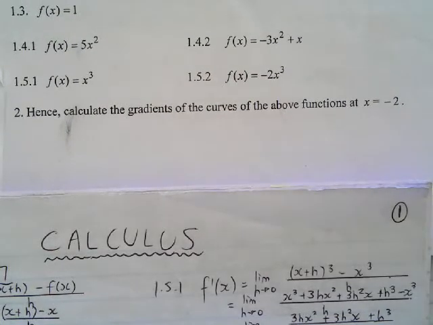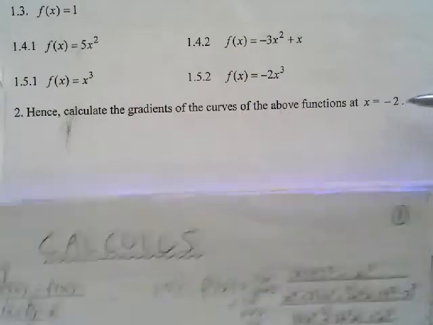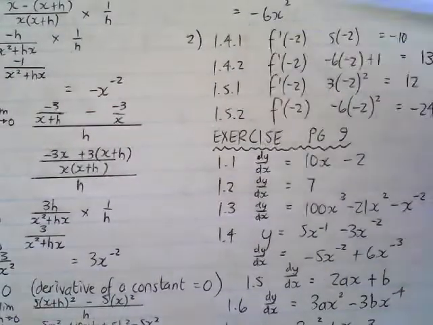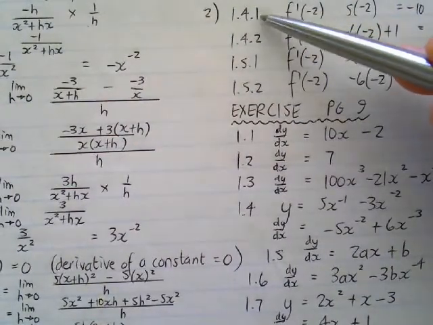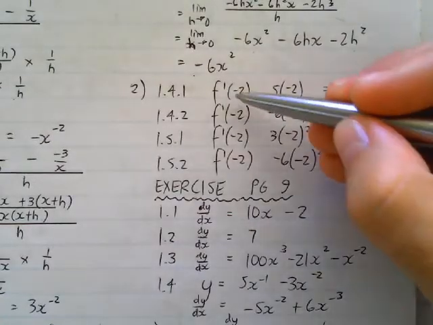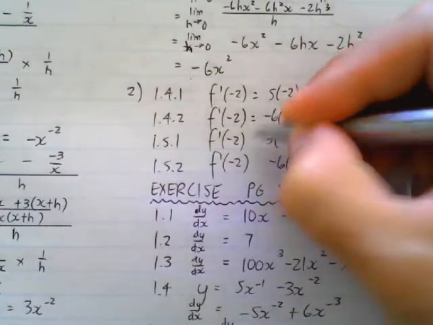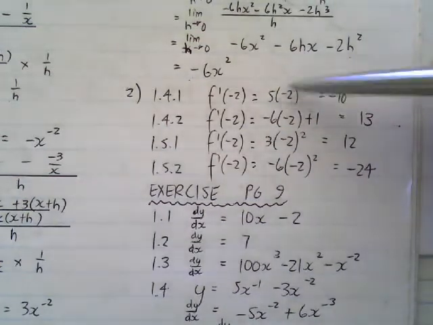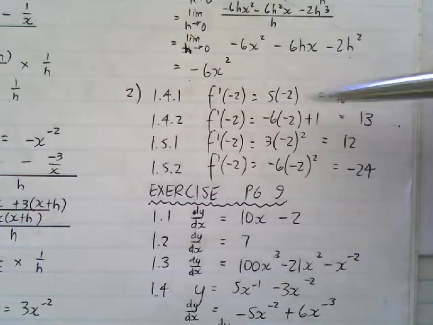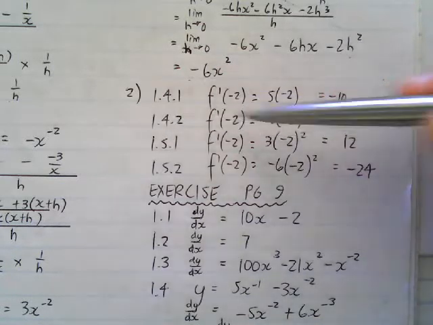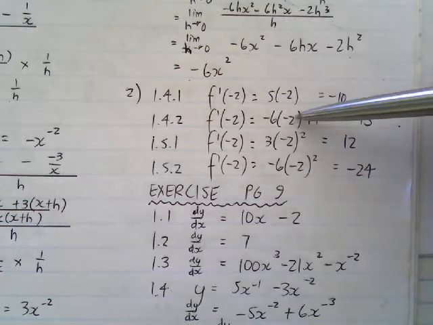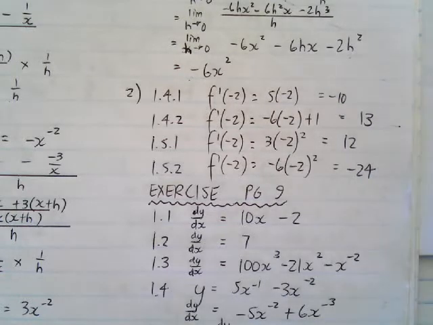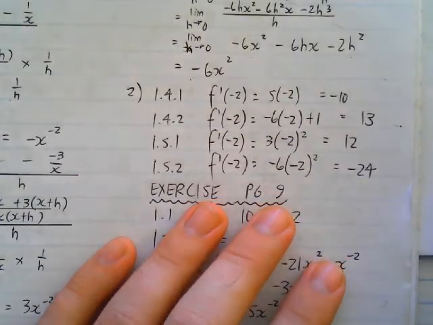Okay, so the exercise ended off with you being asked, hence, calculate the gradients of the curves at the above functions at x equals negative 2. So for all of the ones, did they ask for all of them? Yeah, but I've just focused here. For 1.4.1, 1.4.2, 1.5.1, 1.5.2, all you now need to do is sub in negative 2 into your first derivative answers that you worked out earlier. So 1.4.1, 10 times negative 2 will tell you your gradient at negative 2 is negative 20. 1.4.2, you sub in negative 2 there. Your gradient at negative 2 is therefore 13. And so on for 1.5.1 and 1.5.2.